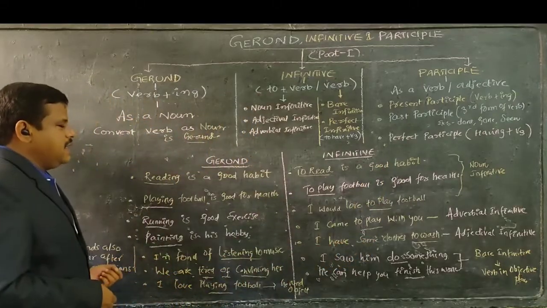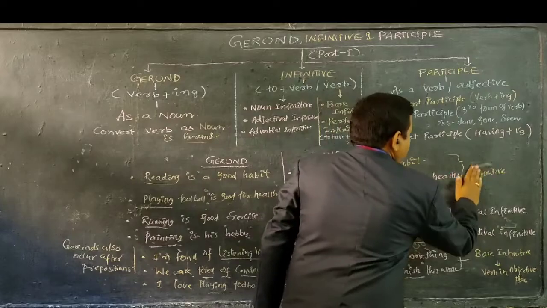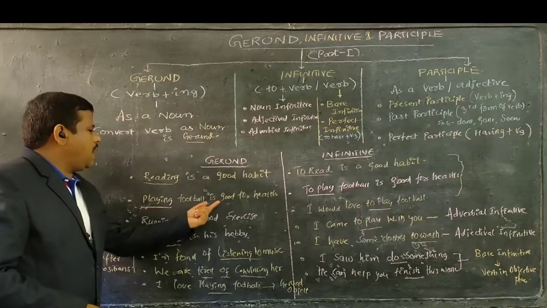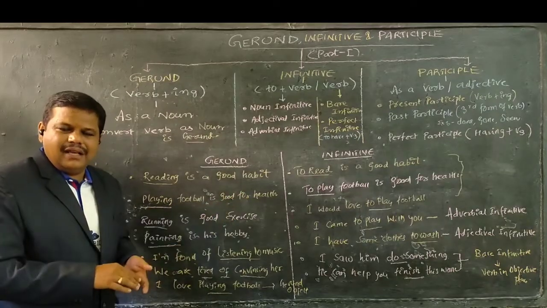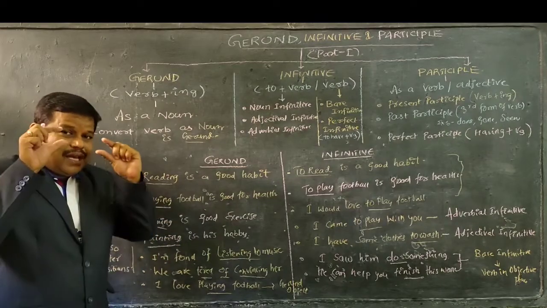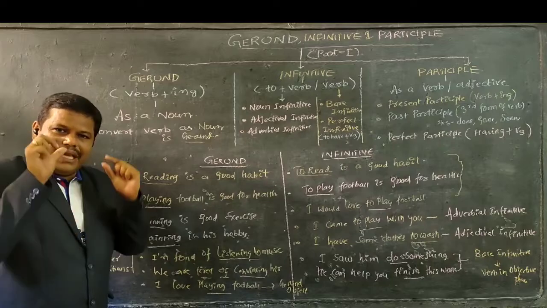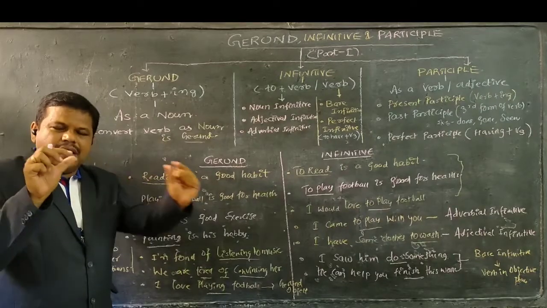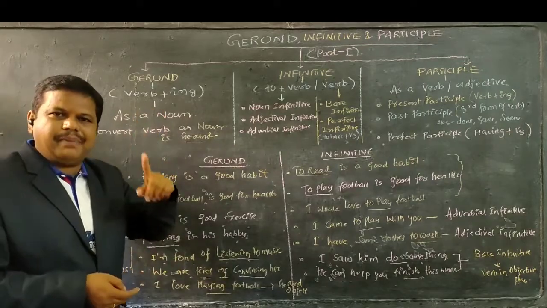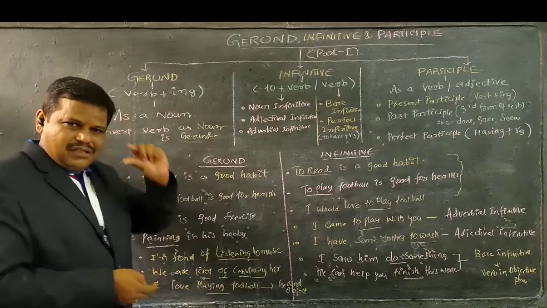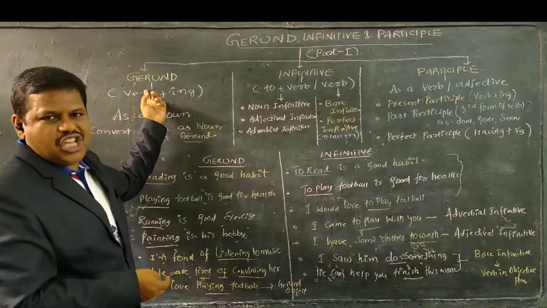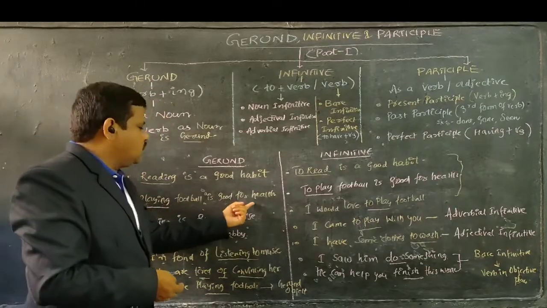Next, let us see example number 2: playing football is good for health. You know very well, playing cricket, playing football is very good for our health. Here we use the verb playing, V1 plus ing form, at the subject place. When that verb acts as a noun at the subject place, it is called a gerund. That is, playing football is good for health.